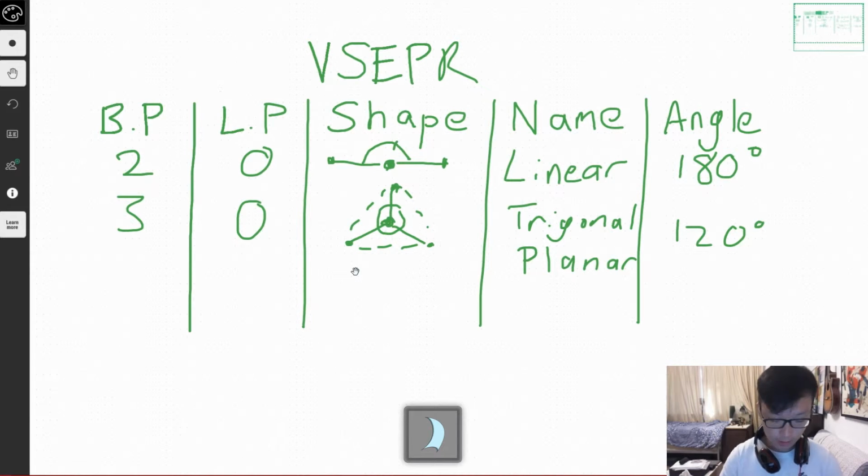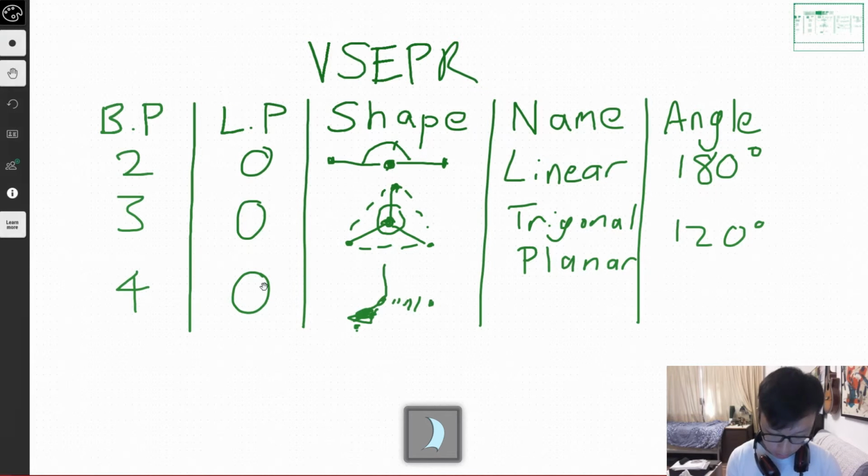Okay, next is a very important shape that will come up a lot. And this is when we have 4 bonding pairs and 0 lone pairs. The resultant shape we need to draw in 3D. So I'm going to use some wedges here to indicate that this atom is sticking out and out that way, that way. So this is a 3D molecule. These shapes show that it's protruding out from the screen and this is going back into the screen. So this is called the tetrahedral shape.